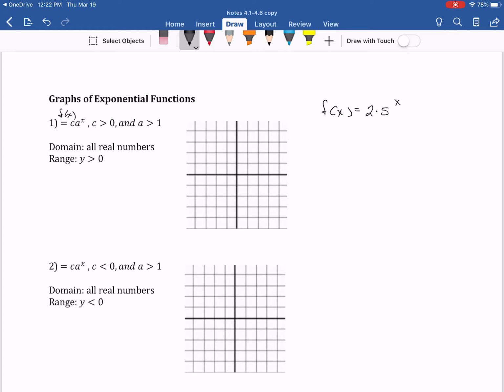Whenever the value of c is bigger than 0, it's positive, and this base is bigger than 1, the graph shape is going to look the same. Essentially, the graph is going to start out slow, and it's going to increase like this. That would be a general graph of an exponential function with that set of criteria. The domain is all real numbers, and the range is anything that is positive, because the graph stays above the x-axis.